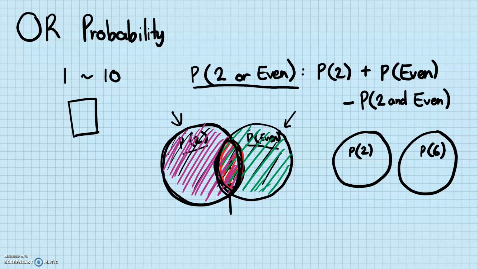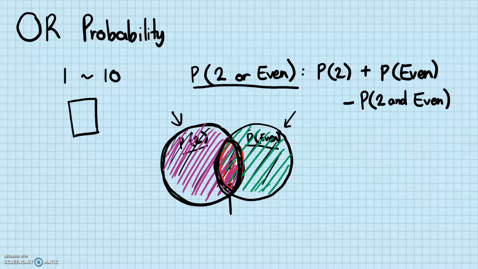Okay, so this is the rule for non-mutually exclusive events. You need to subtract the probability of picking both of them because they've been accounted for 2 times. So what is the probability of picking a 2? The probability of picking a 2 is 1/10. The probability of picking an even number is 1/2, or 5/10. And then the probability of picking a 2 and an even number: there's only one number that's both 2 and even, so that's going to be 1/10. So this probability now becomes 5/10, which reduces to 1/2.